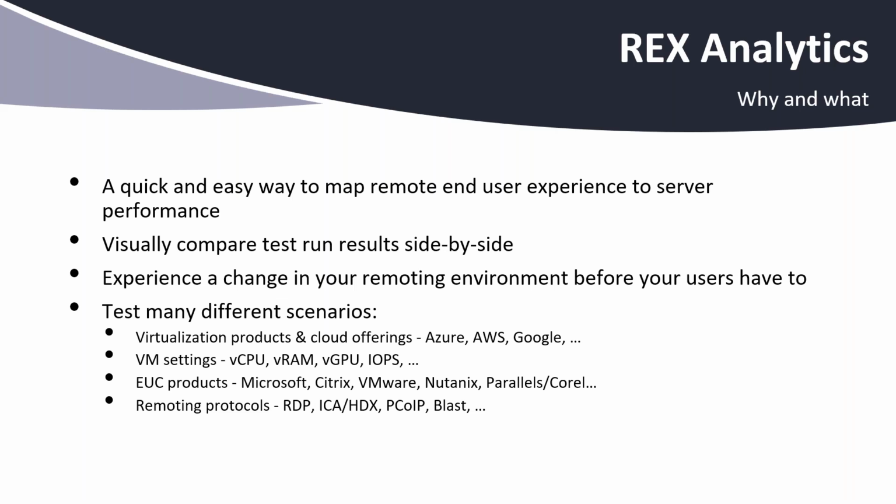So like differences in the backbone. Do you want to use Azure or AWS? Different settings like vCPU or the amount of virtual RAM you allocate. But I also use it for comparing different endpoints. So comparing a Raspberry Pi versus an IGEL or an Intel NUC.